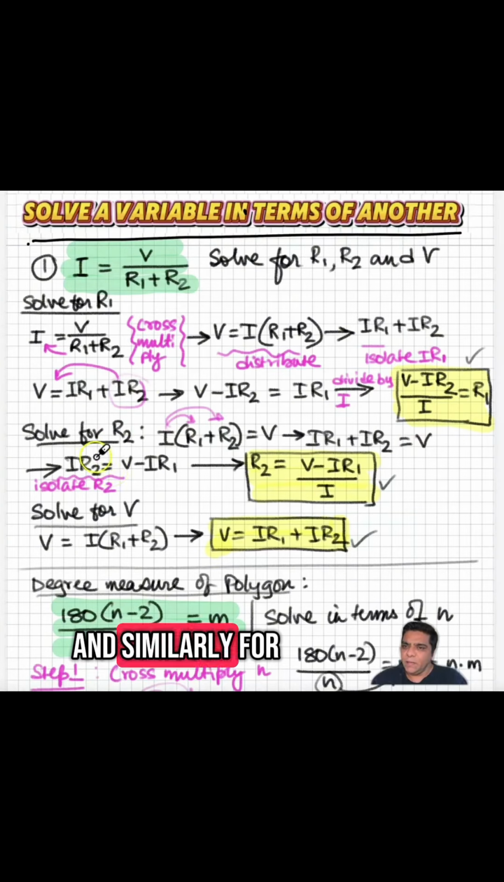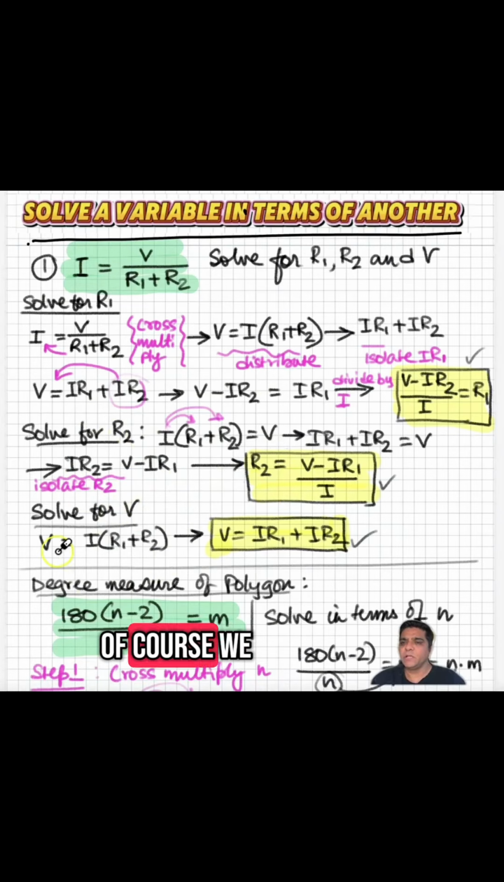Similarly for R2, you do the same thing except you do the other one. You distribute, and everything is the same until then, except now we want R2, so you bring this to the other side. So V minus IR1 equals IR2. Then divide both sides by I to isolate R2. That's our goal here for R2.